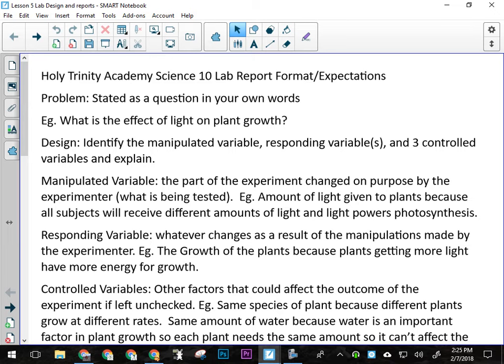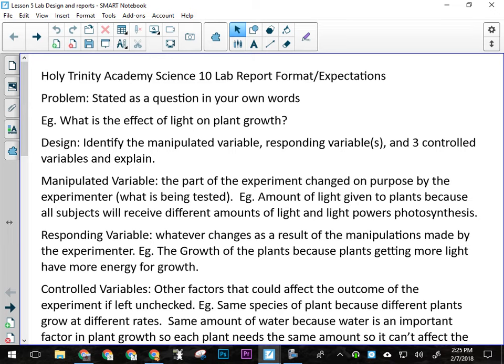The manipulated variable is the thing that we as the experimenter are changing. So it's whatever is being changed by the experimenter in this experiment. The responding variable is the thing that we're measuring. We're trying to find out what the effect of the other thing is on this. So the responding variable responds, hopefully, to our change or to our manipulation. Controlled variables are the things that we have to keep the same throughout the experiment because they could affect our results if we didn't keep them the same.